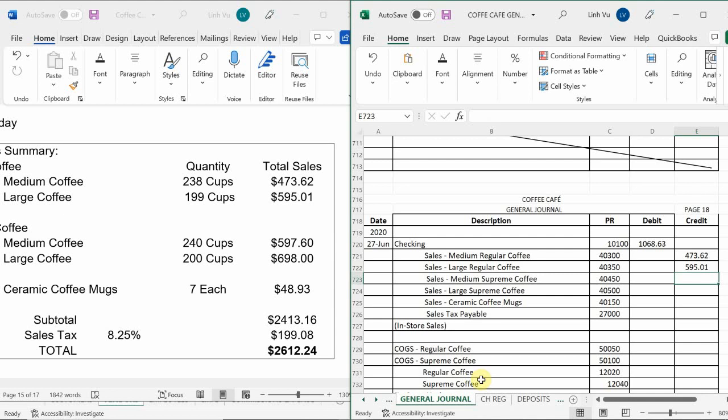Sales for my medium supreme, 597.60, and my large supreme, 698. Okay. My ceramic coffee mugs, 48.93. And last but not least, my sales tax, 199.08. Okay. Giving you a grand total of $2,612.24, which is correct. 2612.24. Okay.